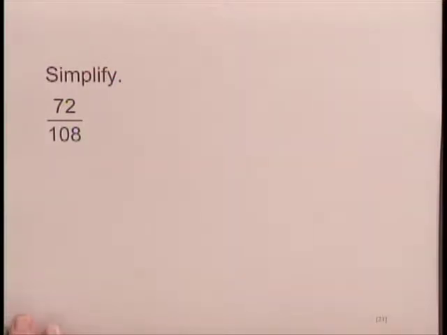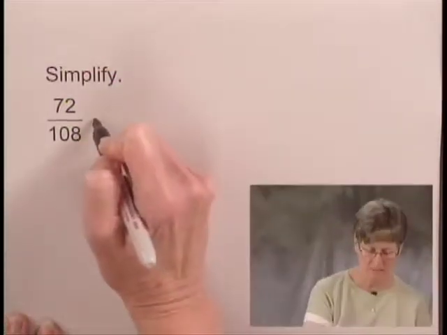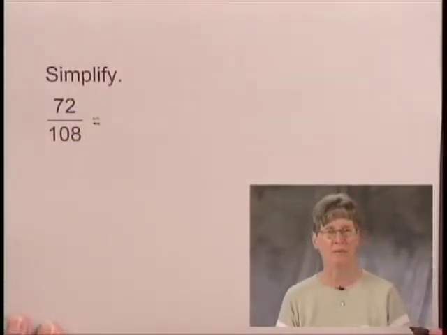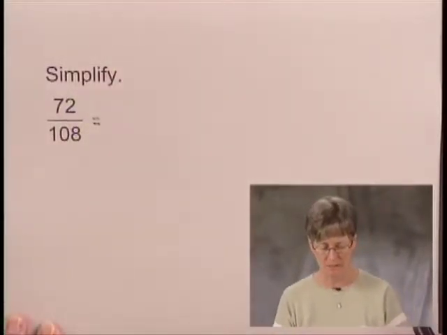In this exercise, we're going to simplify a fraction. The fraction is 72 over 108. And to do this, let's begin by writing the prime factorization of the number in the numerator and then the prime factorization of the number in the denominator.